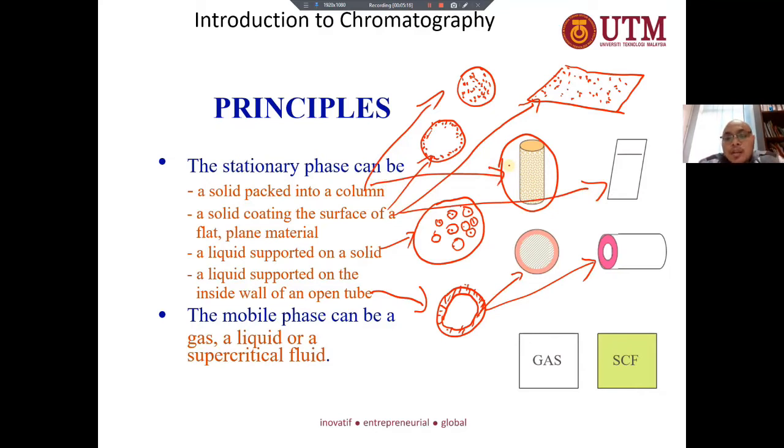Alright, so I hope you can understand what the stationary phase can look like. The next one, the mobile phase can be a gas, a liquid or a supercritical fluid. We can have three kinds of mobile phase, but normally we divide into gas and liquid because the supercritical fluid also belongs under the liquid mobile phase.